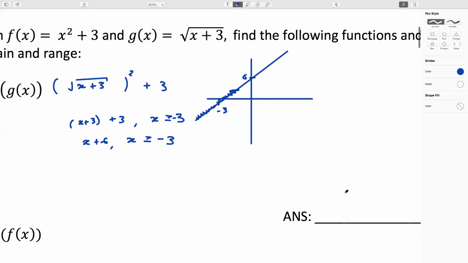So our composite function is that f of g of x equals x plus 6. But our restrictions are the domain is that x is greater than or equal to -3, and that our range, y, is greater than or equal to 3. And again, you could sketch this and figure out where x equals -3.